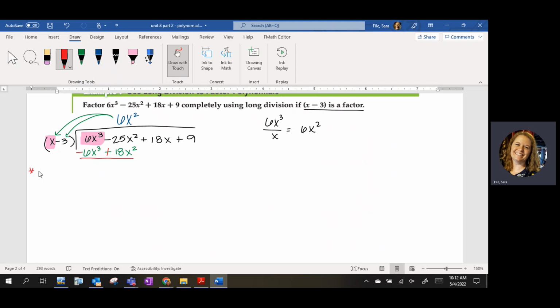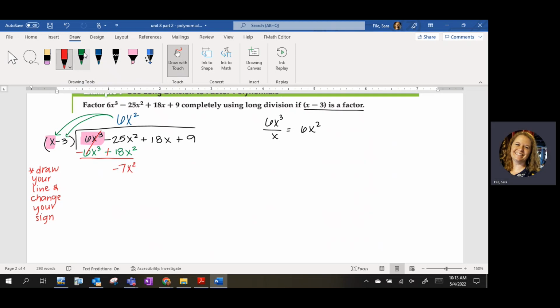So what I tell myself in my head every time I do this step is draw your line and change your sign. So I draw the line underneath and then I change all the signs. Draw your line and change your sign. It's just a little rhyme to help me make sure I remember to subtract everything. Okay, so the 6x cubes cancel. Negative 25x squared plus 18x squared. So that's negative 7x squared.